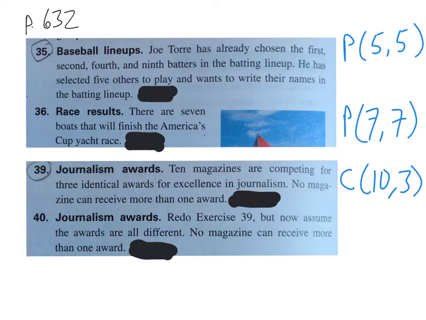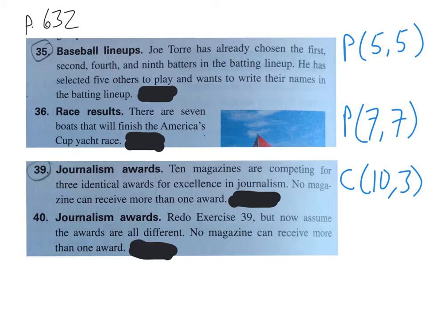40 goes nicely with this because it says same exercise, but now assume all the awards are different. So let's just assume, for example, they're choosing 3 magazines, but they're going to give them the 1st, 2nd, and 3rd award. So in this case, the order is going to matter because choosing 3 to win is great, but if you shuffle those 3 in a different order, well, one person's going to get first and the other person's going to get third. And obviously that's going to matter to them, right? Whether they got first place, second place, or third place.